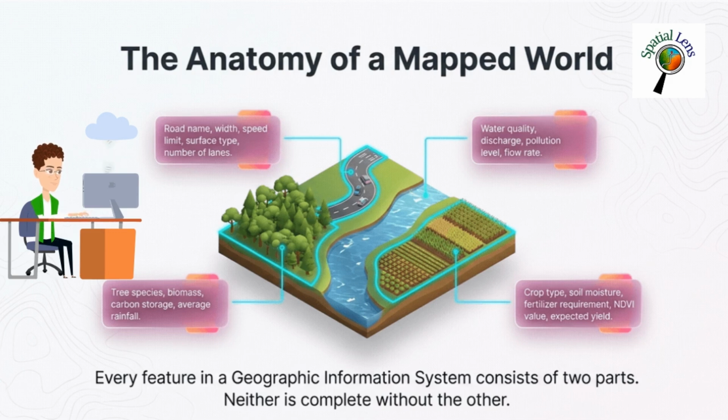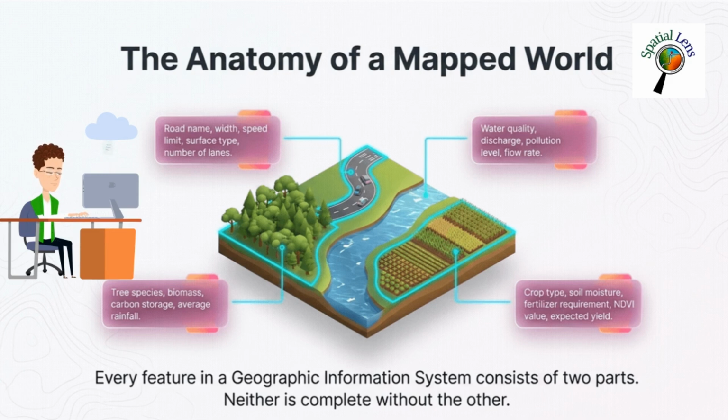Now let's look at different examples. A road on a map is spatial data. Its road name, width, speed limit, surface type, and number of lanes are non-spatial data. A river shown on a map is spatial data. Its water quality, discharge, pollution level, and flow rate are non-spatial data. A forest boundary is spatial data.